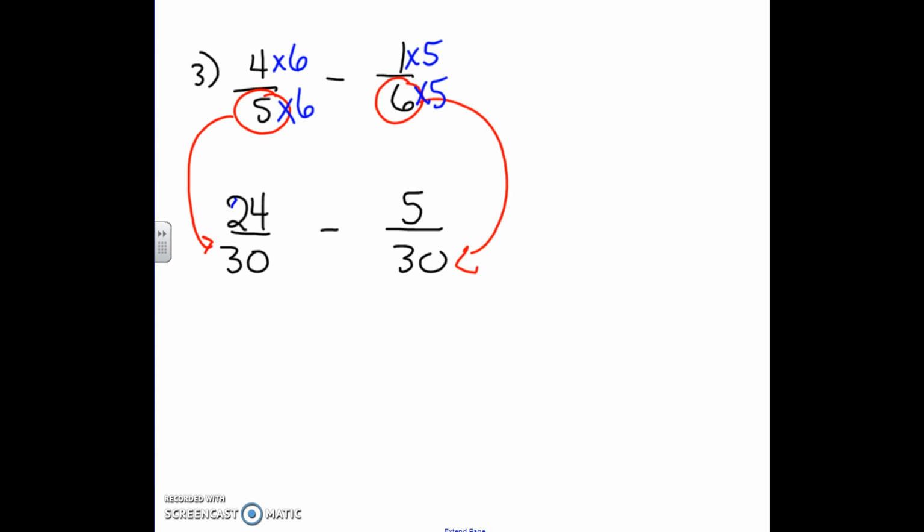Now I have common denominators. So what I'll do, since I subtract this time, is I still keep the denominator. You don't change that. And you only have to subtract the numerators. 24 minus 5 is 19. My answer is 19/30. And that's how you add and subtract fractions.